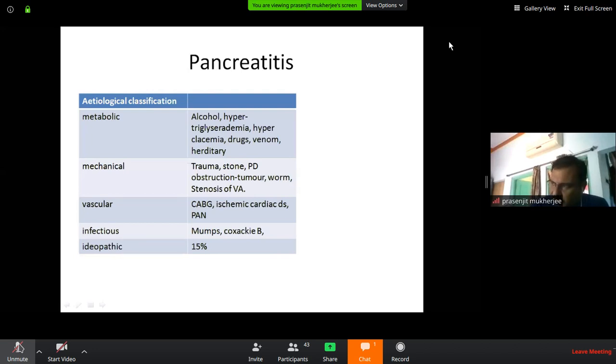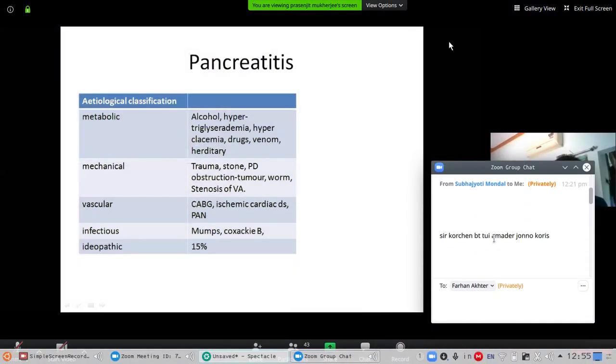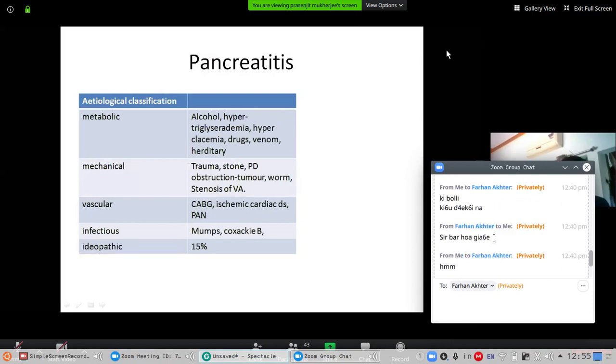Coxsackie B virus is sometimes responsible. Idiopathic pancreatitis is particularly seen in the southern part of India, Tamil Nadu, Kerala, and Andhra Pradesh. Maybe in Karnataka as well. They develop this pancreatitis. The cause is not known. Maybe some food, tapioca-like foods or the cassava group of foods, may be responsible. The exact cause is still not known. Idiopathic. This is mostly a tropical disease, and the southern part of India is affected.